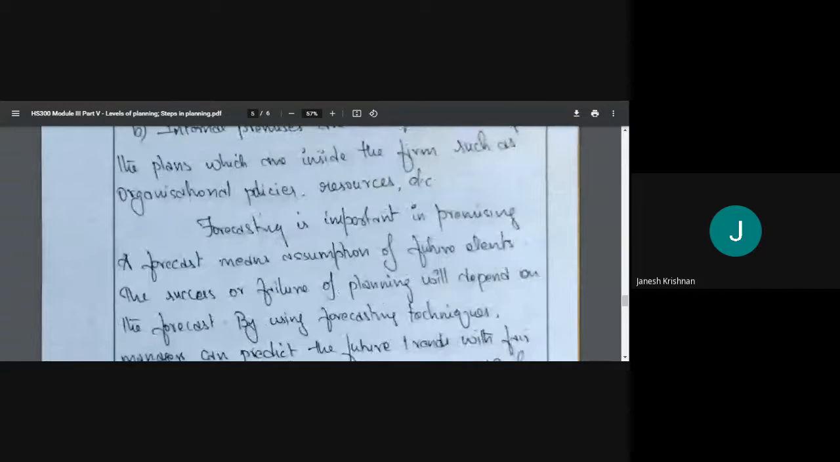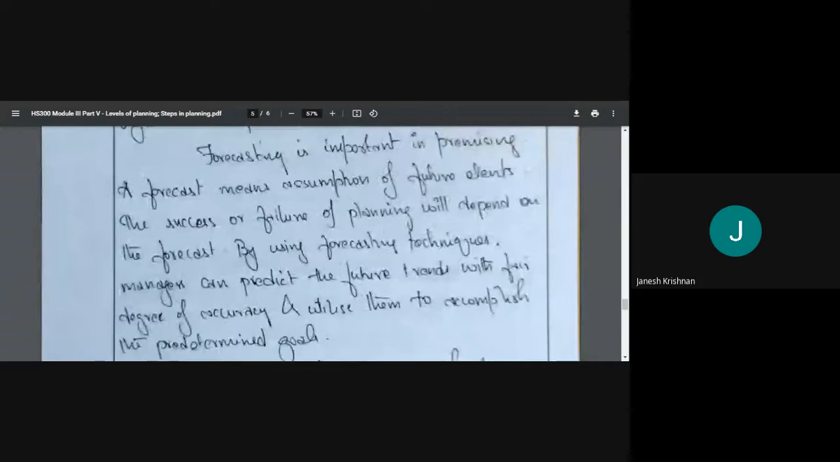Then an important term which comes here is forecasting. Okay? Forecasting is very important because we are predicting, we are planning for the future, right? Forecast is an assumption about future events. We are assuming this will happen. So the success or failure of planning will depend on the forecast. So we have different forecasting techniques. Using these forecasting techniques, you can predict the future more or less accurately. Okay, it's not 100% accurate, but it has a fair degree of accuracy. It is used to accomplish the predetermined goals.